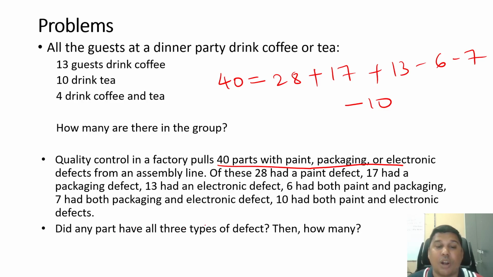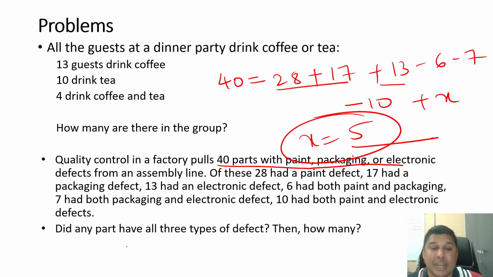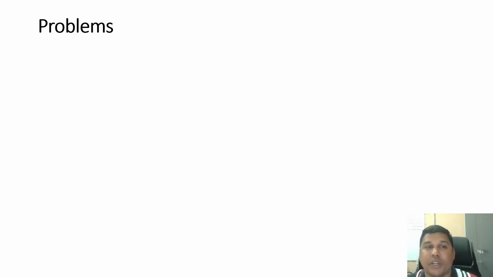Now, did any part have all three types of defect? So what is missing here? n of A intersection B intersection C is missing. That is our variable x, which you have to find out. So if you solve this: 28, 45, 45 plus 13, 58, 58 minus 10, 48 minus 6, 42, 35. So this value is 5. X value is 5. Did any part have all three types of defects? Yes. How many? 5. It means x value is 5, based on principle of inclusion and exclusion.